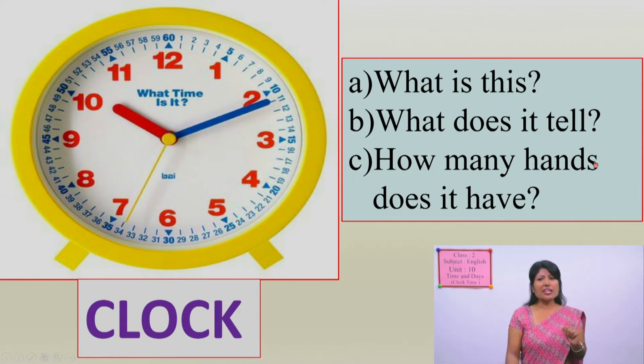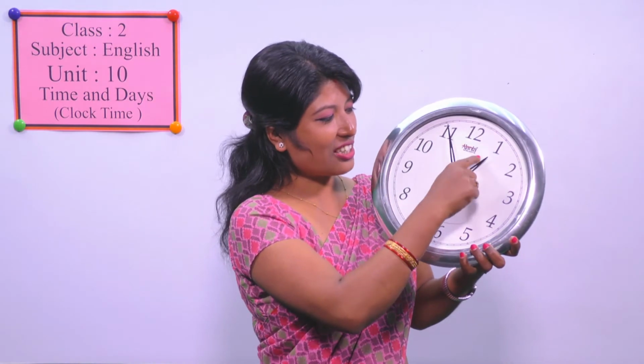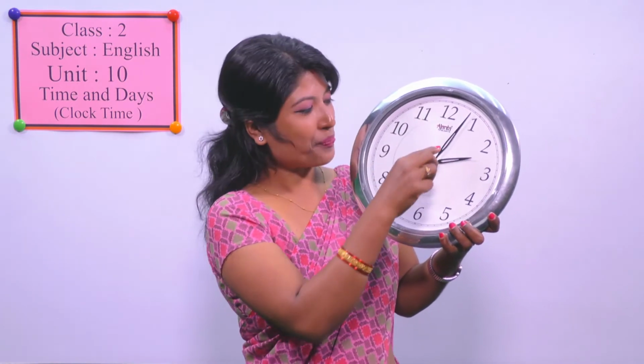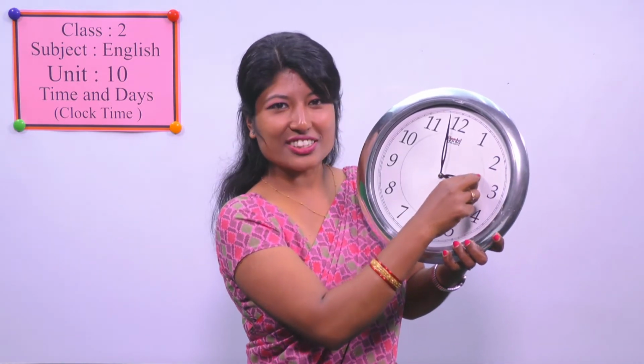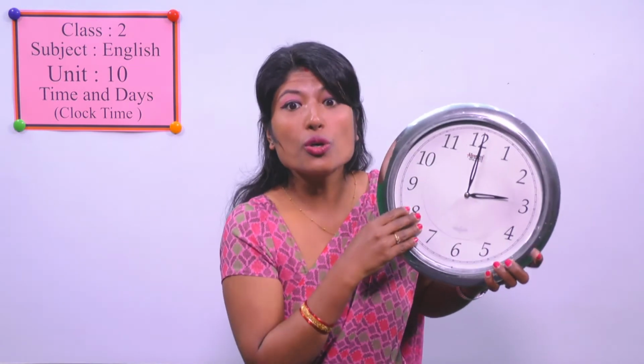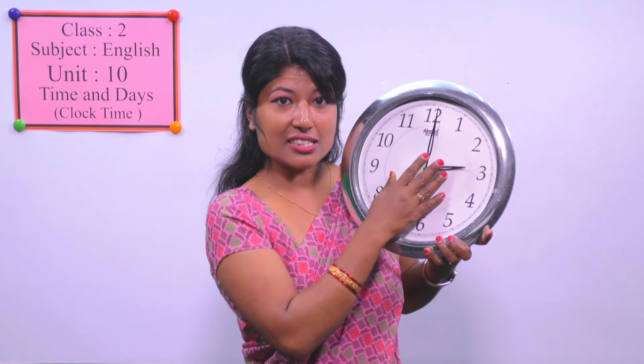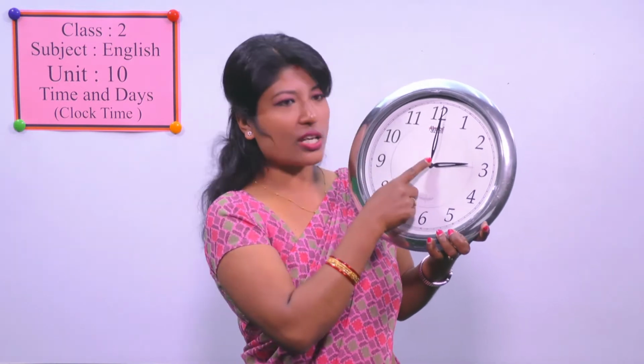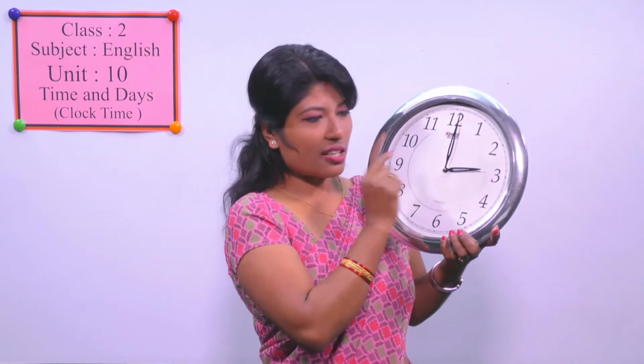Next question, how many hands does it have? Look here in this clock in the picture. 1, 2, 3. But some clocks, the one I am holding, have only 2. This is longer and this is shorter. Two hands, longer and shorter. Do you know what these hands are called? They have their own names like yours.